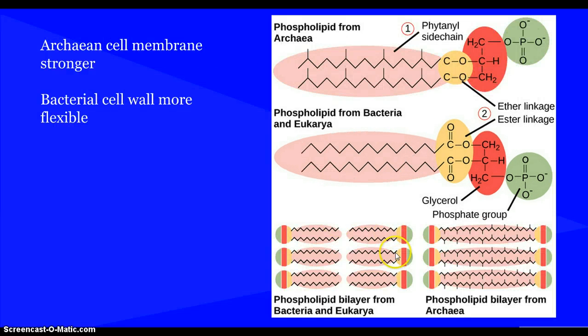Alright, so if we look at them side by side, you can see that the archaea is much more solid. So it's going to be a lot stronger. On the other hand, this bilayer with the bacterial cell wall, and also common to eukaryotes, is much more flexible, so it has sort of more options. And obviously these are adapted to different environments, and so there's different advantages and disadvantages to both.